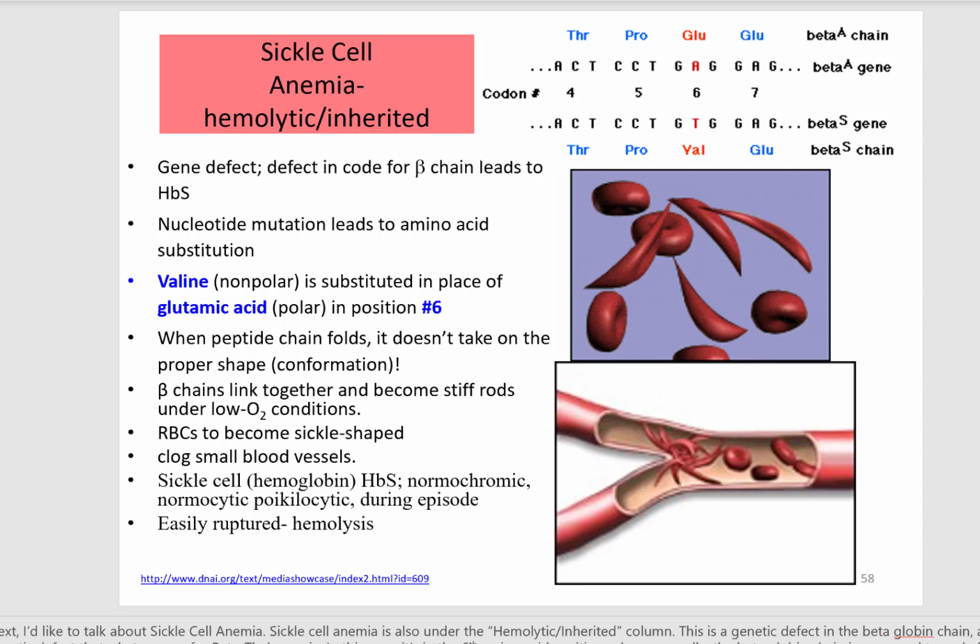Now the type of hemoglobin that contains the sickled mutation is called HBS. That stands for sickle cell hemoglobin. These red blood cells are normochromic. The amount of hemoglobin, although aberrantly made, is still normal quantity. The cells, when they are not sickled, are normocytic or normal size and shape. But when they are going through an episode or crisis, they are poikilocytic. That means they are going to have abnormal shapes. When they're in these abnormal shapes, they are easily ruptured. That means hemolysis is occurring.